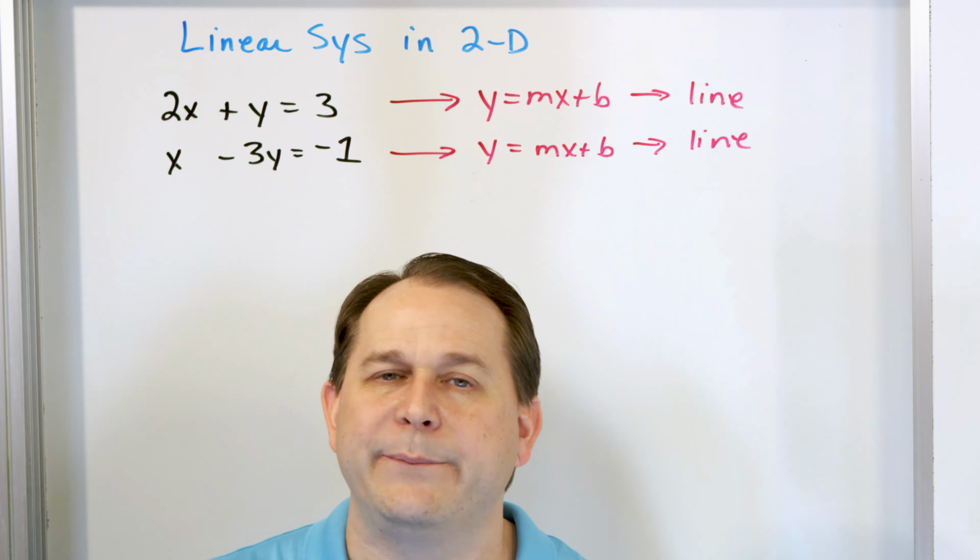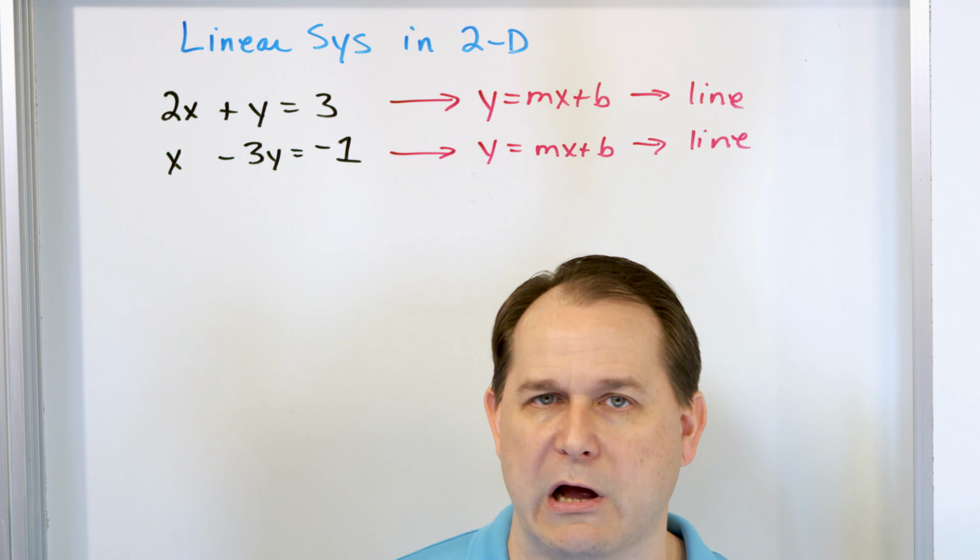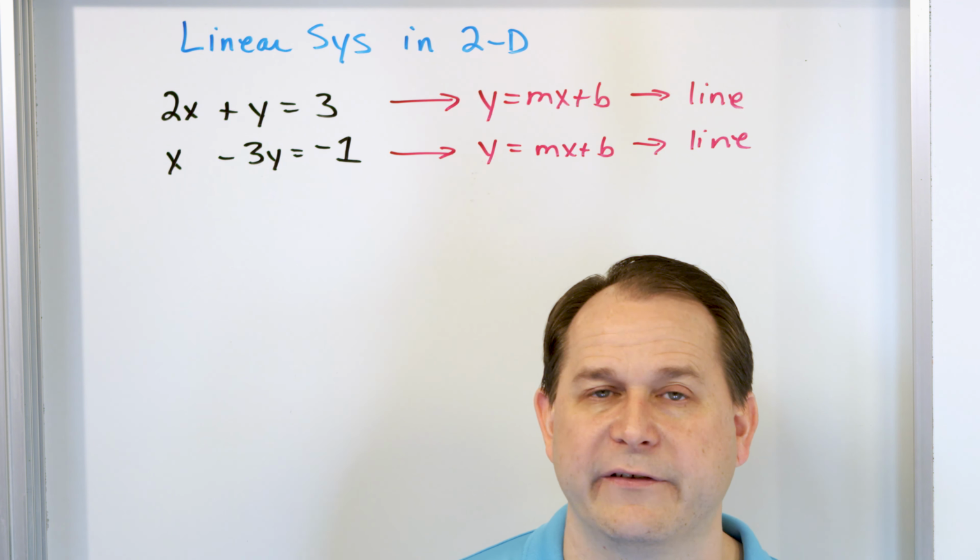Think back to all the ellipses we graphed, all the circles we graphed. They always have squares everywhere. So you know those aren't lines, but these are lines. That's why it's a linear system of equations.